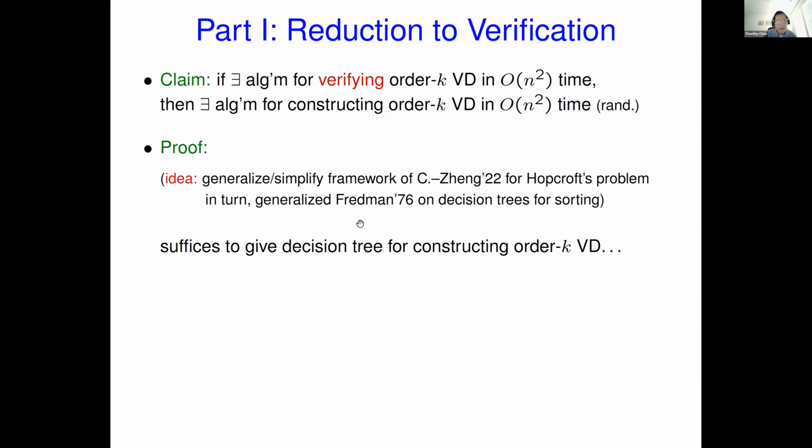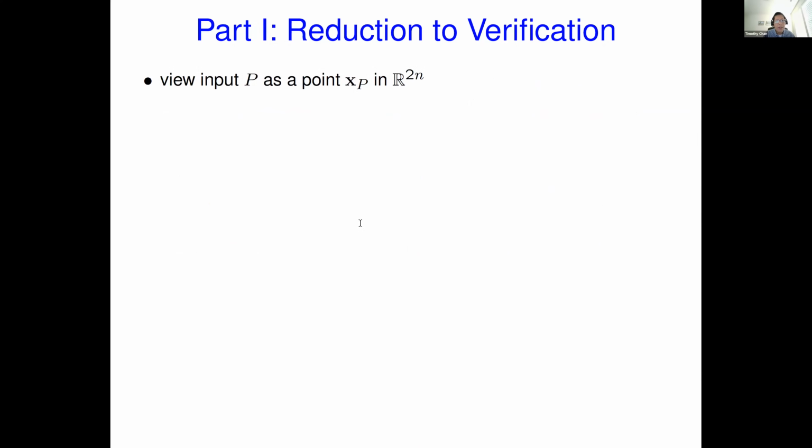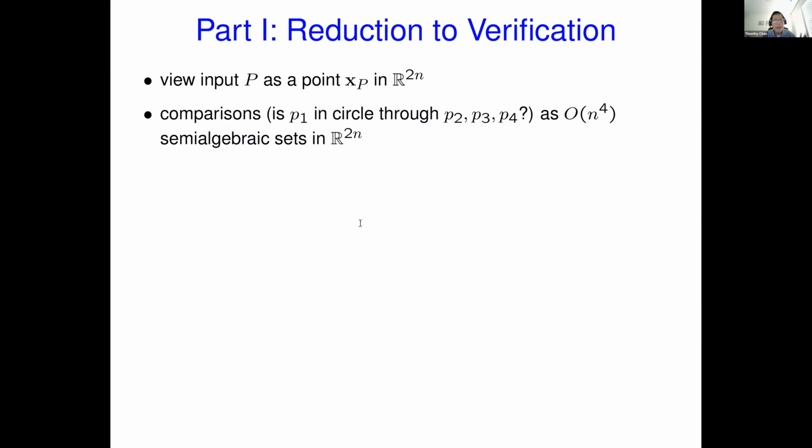Here is the approach. The idea is to view our input as a point in a very high dimensional space. Remember, the input to our problem is what? 2n real numbers. So it can be viewed as a point in 2n-dimensional space. To solve the order K Voronoi diagram problem, we need to make comparisons of the following form: is one input point inside the circle through 3 other input points? And this is essentially membership in some semi-algebraic set of constant degree.